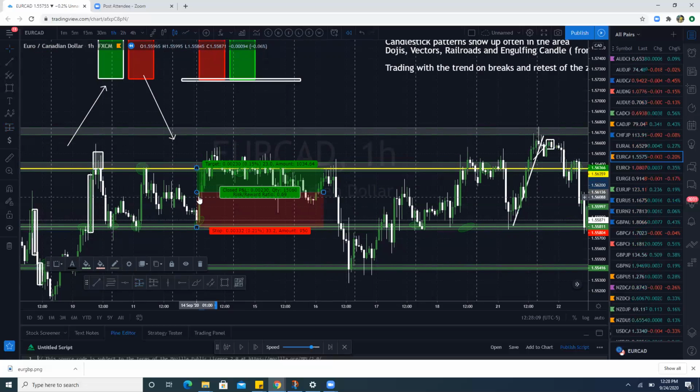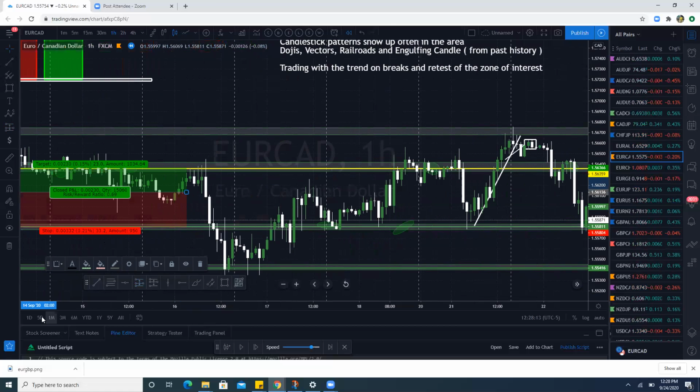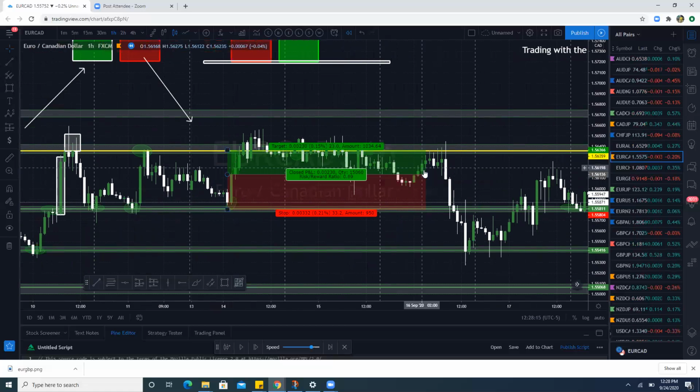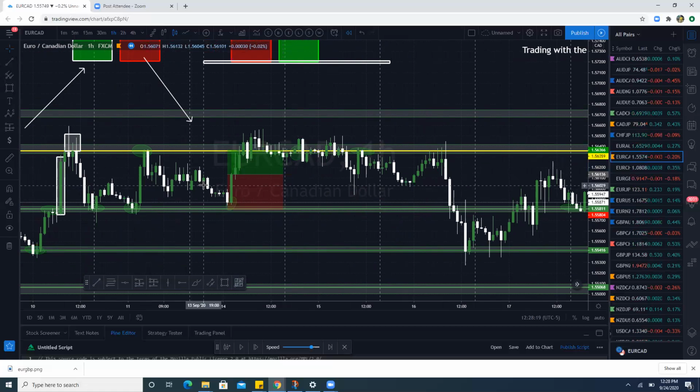See, if you would have taken it from this engulfing candle here, so the close of that candle. Let me highlight it so you know which one I'm talking about. So the close of this candle is a square.